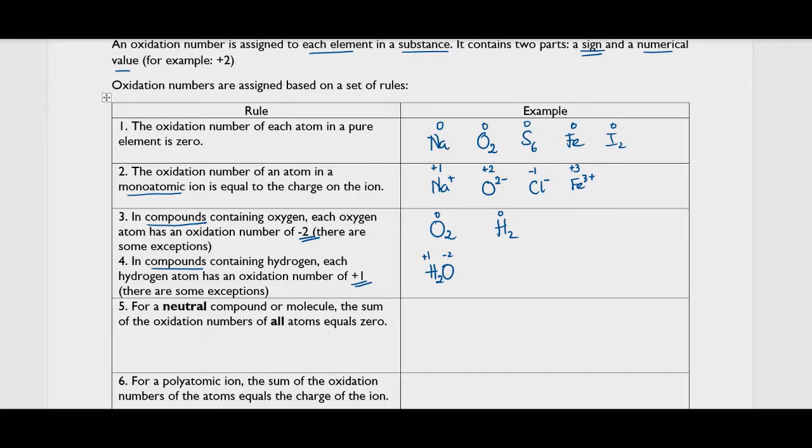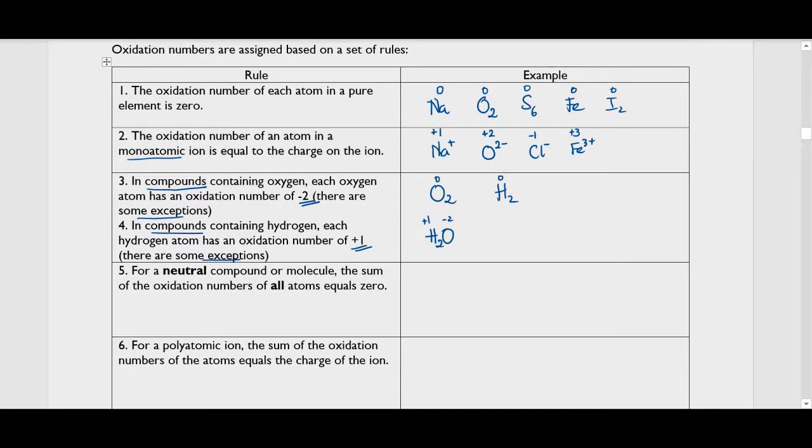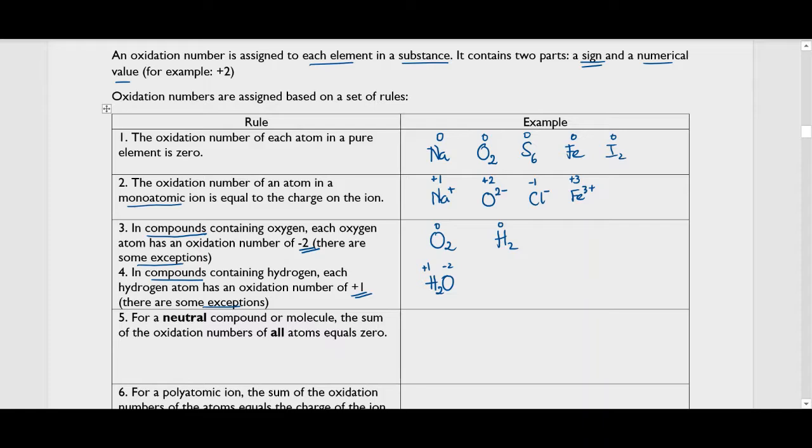So in H2O, each oxygen will have an oxidation number of negative 2 and each hydrogen will have an oxidation number of positive 1. I also want to point out that there are some exceptions, so this does not apply all the time. We'll talk about 1 or 2 of the exceptions later. But if you see a compound, you should be able to, for the most part, assign the oxidation number of oxygen and hydrogen to be negative 2 and positive 1. All right, let's look at rule number 5. For a neutral compound or molecule, neutral means that it doesn't have a charge attached to it, the sum of the oxidation numbers of all atoms is equal to 0.